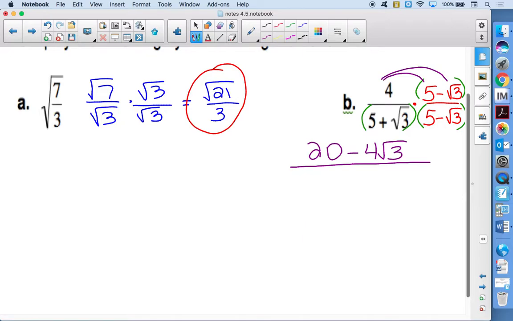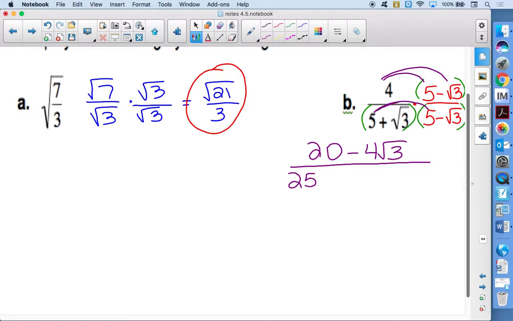All right, so now when we go to the bottom, how would you multiply these bottom 2 pieces together? What's it called that you would use to multiply those together? Foiling. Yeah, foil. So we're going to foil these because you have 2 things multiplying by 2 other pieces. So 5 times 5 is 25.